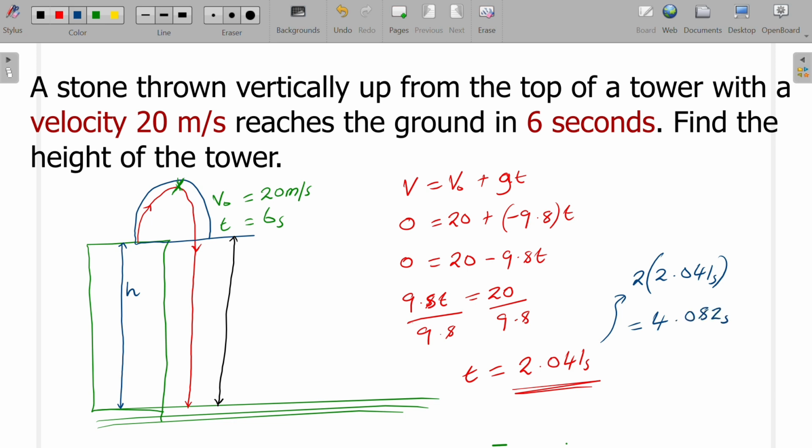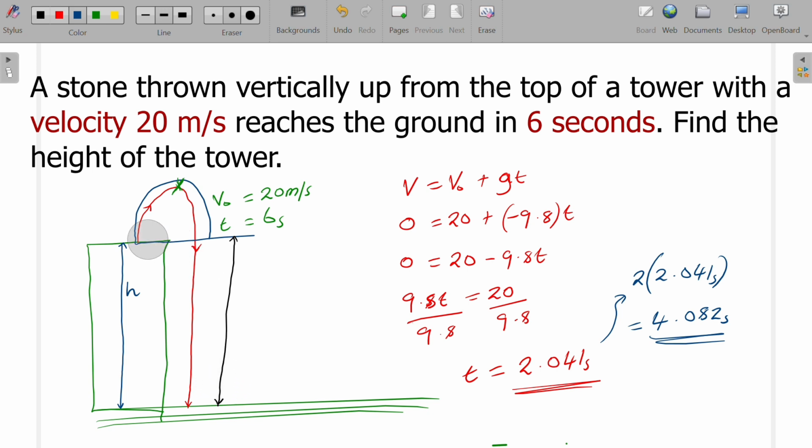When we do the mathematics, we get 4.082 seconds. So this is the time it will take to move from its initial point and back to that same point. Now, that's our first section of the question. We said we are dividing this into 2 sections. The first section is the journey from the initial point and back to that initial point. And the second journey is from the top of the tower until we reach the ground, which is the height we are looking for.